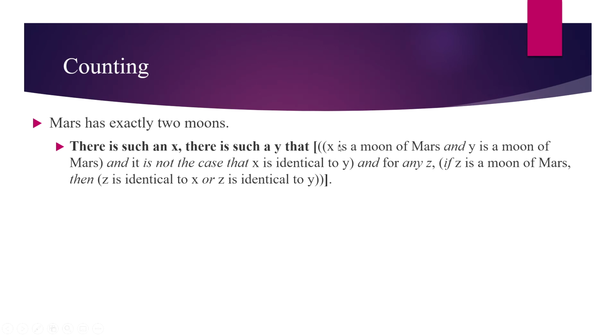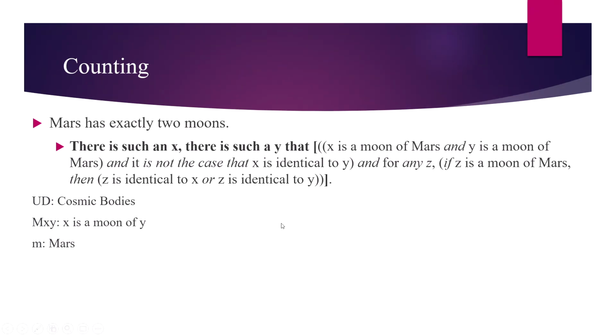And then we need parentheses to break up these two ands, right? We have X is a moon of Mars and Y is a moon of Mars, and it's not the case that X is identical to Y. So I threw in some parentheses here to break those up. And then we have this and as our main connective of the quantified sentence, where one conjunction is this complex conjunction, right? It includes this whole side, and the other side is this material conditional.